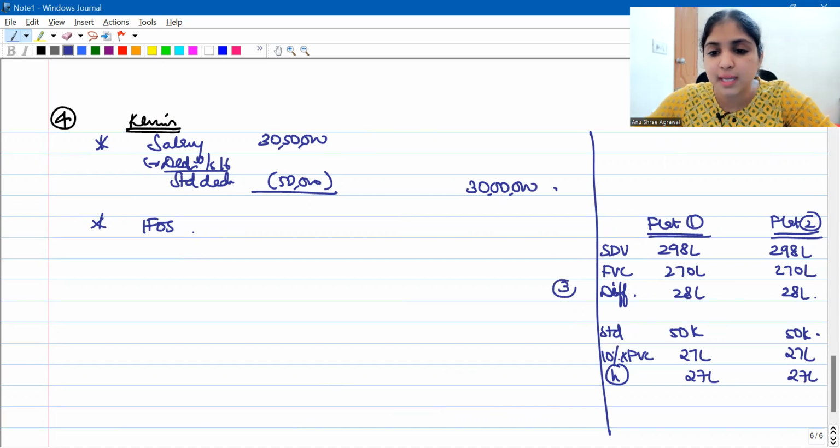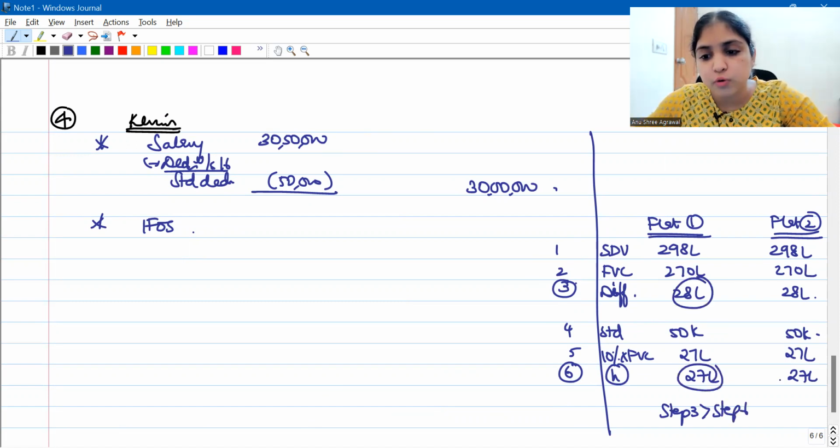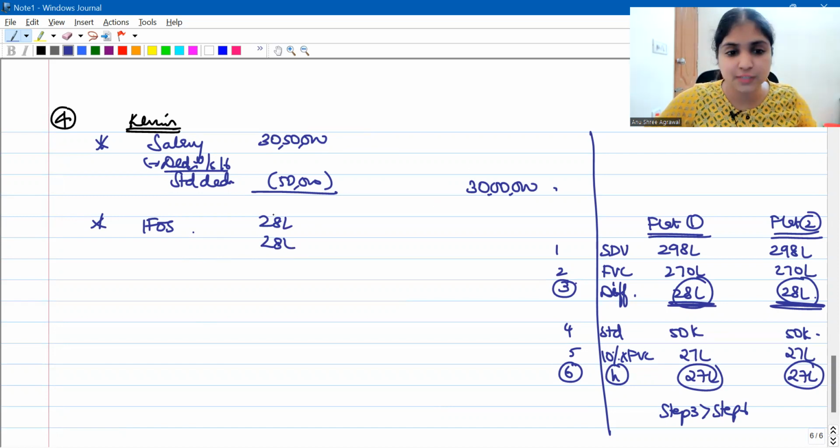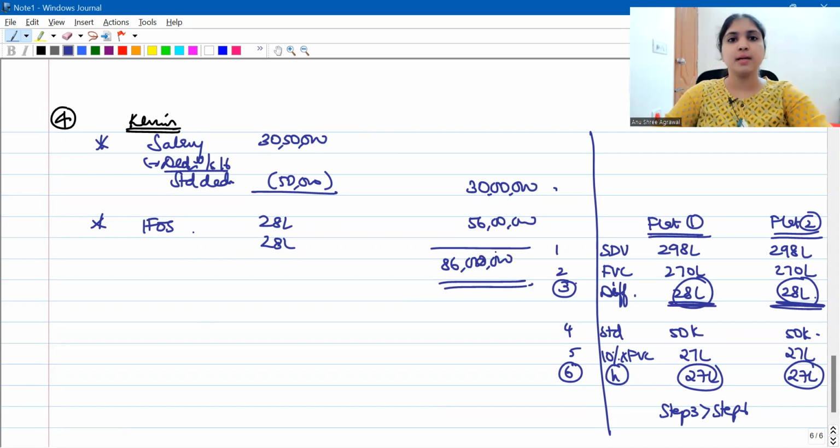Now this step 3 should be more than step 6. Is step 3 more than step 6? Yes, 28 lakh is more than 27 lakh. As step 3 is more than step 6, the step 3 number will be taxable. So for Kevin, IFOS will be 28 lakh for flat 1, 28 lakh for flat 2. So total IFOS for Kevin would be 56 lakhs. Now computing his total income, 86 lakhs. Did we follow this? Yes. His total income will be 86 lakhs.